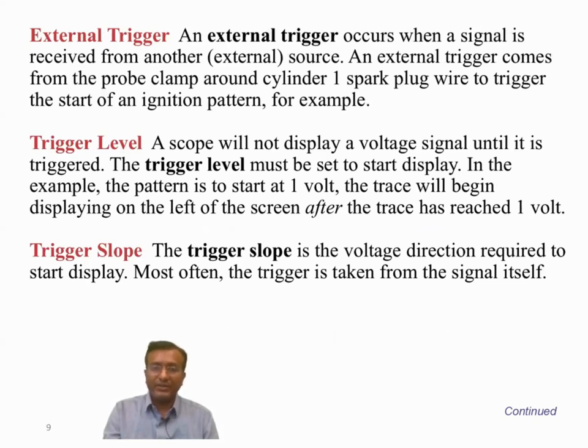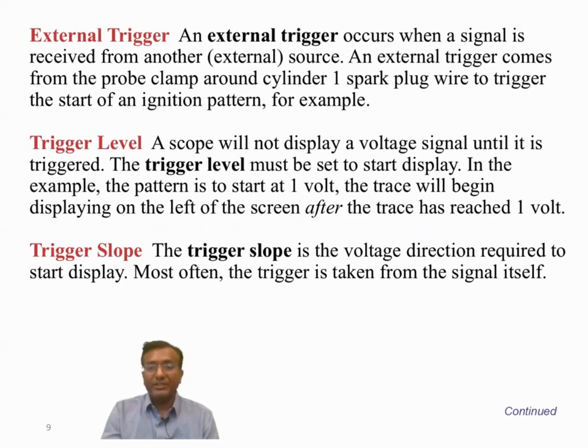Now, this is an important concept. We have just seen what it indicates, the triggering phenomena. Triggering stabilizes the waveform by starting the display at a specific voltage. For instance, if you set the trigger to 1 volt, the oscilloscope will begin to display the waveform whenever the signal crosses 1 volt. This is useful for consistent display of periodic signals such as ignition pulses.